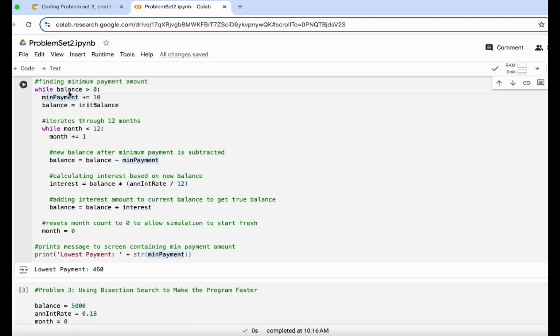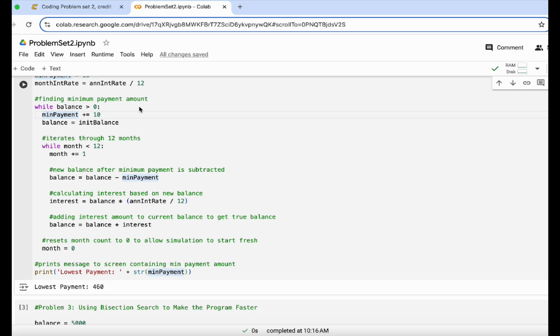And then this balance equals initial balance is resetting the balance back to its initial, so 5,000 at the beginning of each iteration. So this is allowing for recalculation with a new minimum payment. And after each iteration, I mean after all of this goes through.